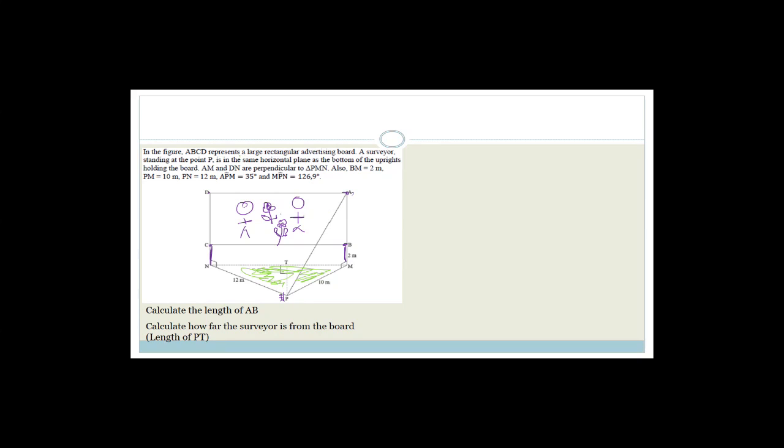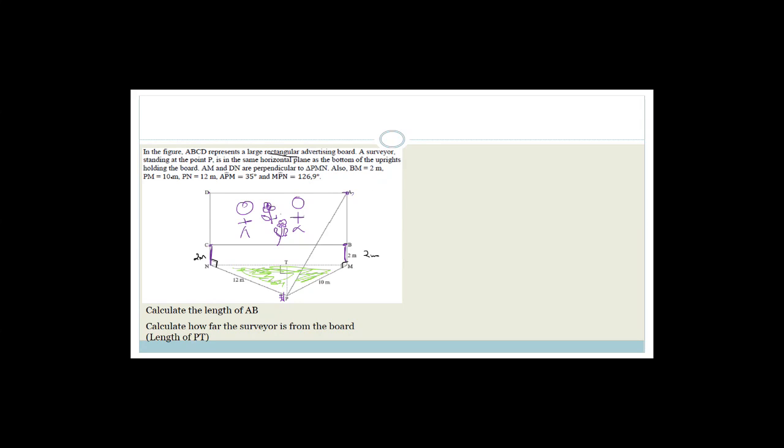It says AM and DN are perpendicular to triangle PMN. In other words, they're perpendicular with the ground. They could have just said that. So we know this is perpendicular with the ground. Also BM is 2 meters, which means this also has to be 2 meters, because it says it's a rectangle.